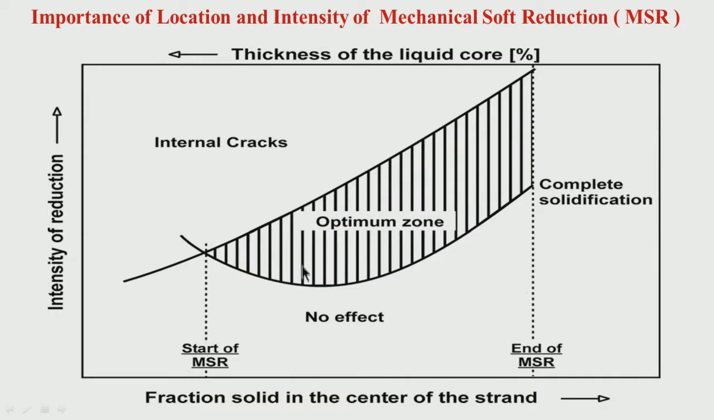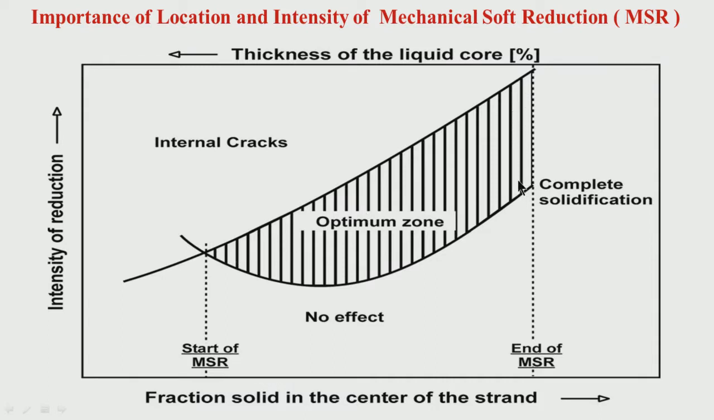Now you look at it, if you put too much pressure, too much intensity of reduction, there might be formation of internal cracks, as I have told you. So, too much pressure will generate internal cracks. If the pressure is less than the required amount, in this area there is no effect at all. You might give a small amount of reduction in this zone, but it is of no use. What is interesting is that this intensity of reduction you are slowly increasing as you are reaching the solidification completion front. Intensity is initially less, and slowly you are increasing it.